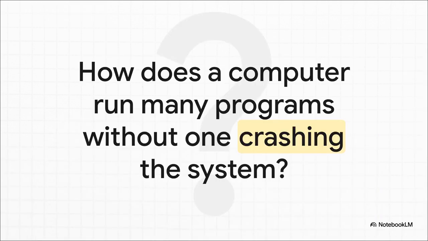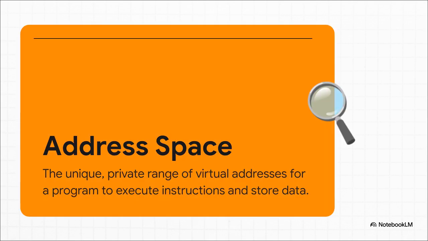You think about any computer, but especially a mainframe. You've got countless things happening all at the same time. How in the world does the system stop one rogue application from just causing a total catastrophe? Well, the answer is actually pretty elegant. And that answer is the address space.